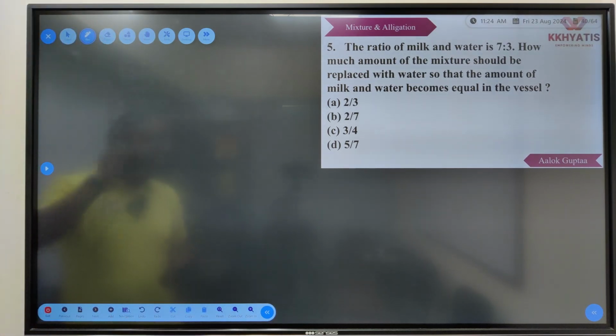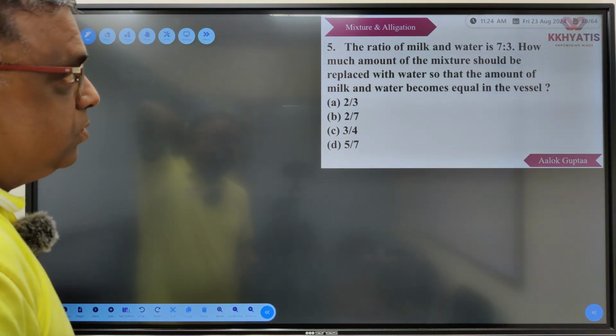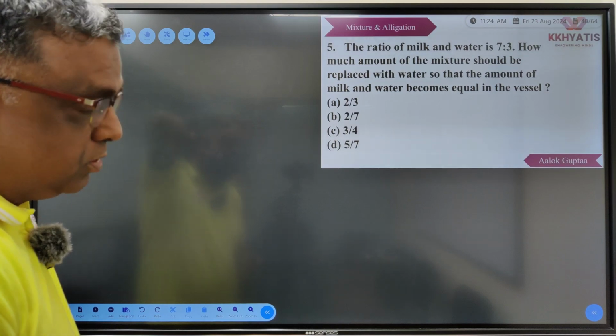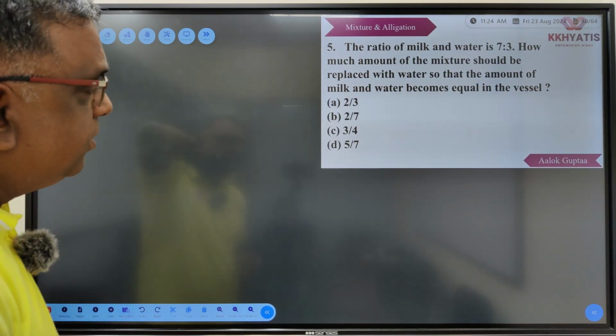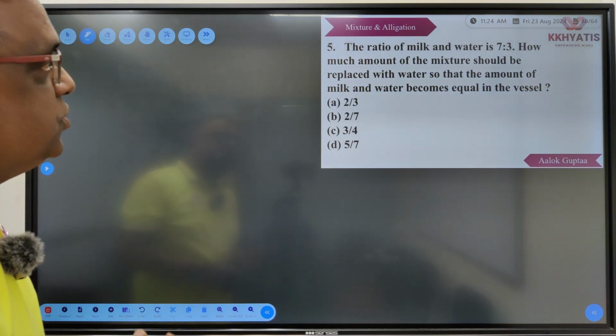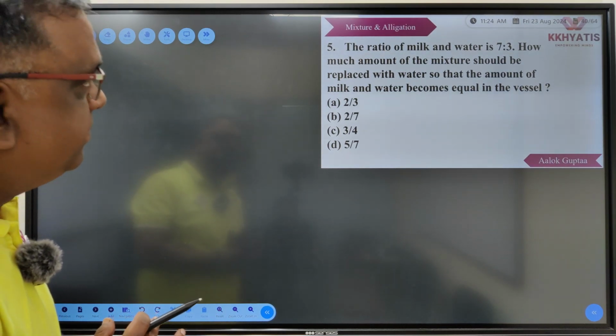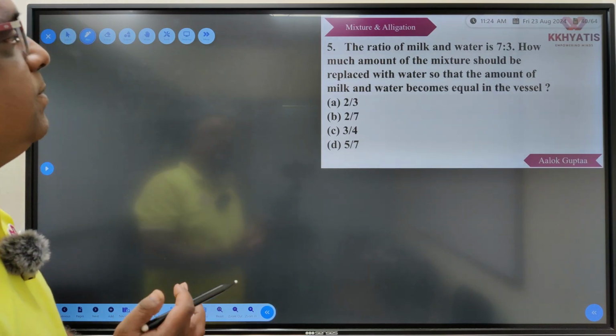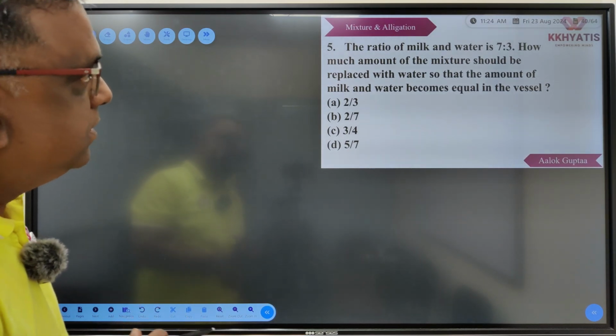The ratio of milk and water is 7 is to 3. How much amount of the mixture should be replaced with water so that the amount of milk and water becomes equal in the vessel?